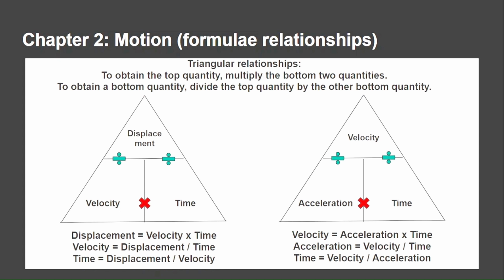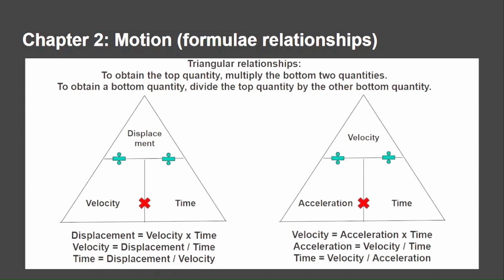Equally, if you want to get one of the quantities in the bottom, you always have to take the quantity at the top and divide it by the other quantity in the bottom. So if I wanted to find, say, the velocity and I have displacement and time, I would divide displacement by time to get my velocity. Likewise, if I wanted to get, say, time and I've been given velocity and acceleration, I would have to divide velocity by acceleration to get time.